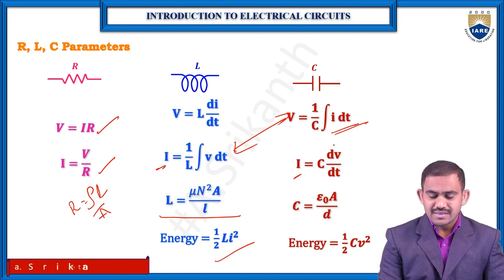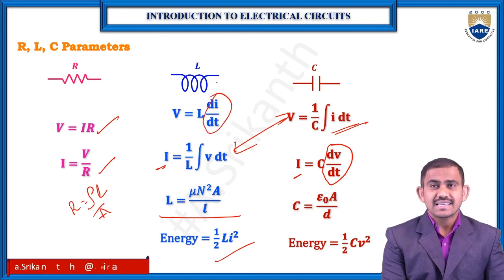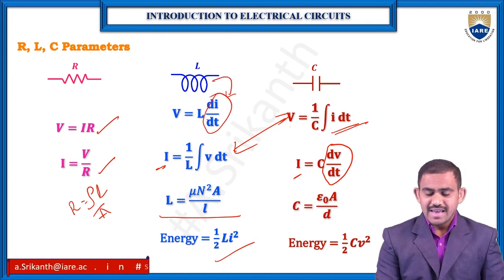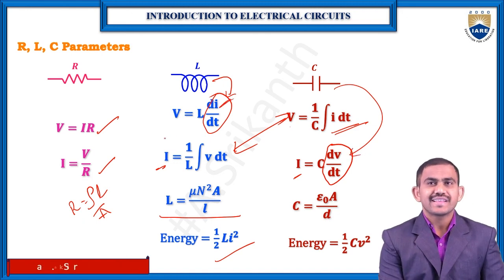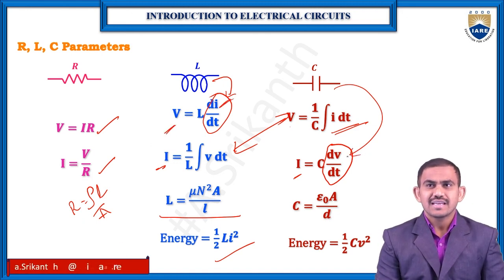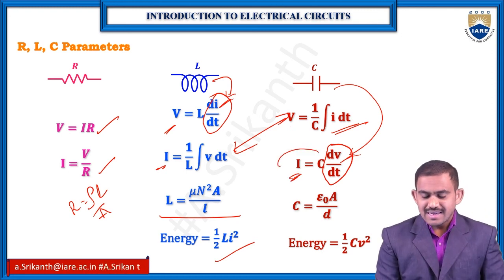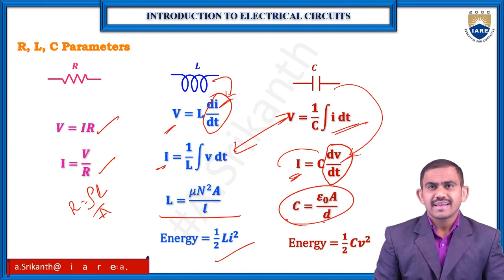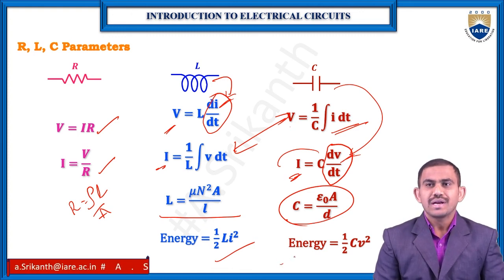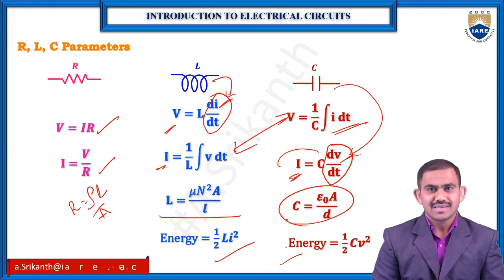Why didn't we write dV by dt there and di by dt here? The inductor stores energy in the form of current and the capacitor stores energy in the form of voltage. So if I have the current, I write the equation for voltage; if I have the voltage, I write the equation for current. That's it, just remember it like that. The capacitance formula is epsilon naught A by D and energy is 1 by 2 C V square. So this is about the voltage and current relationship between the RLC parameters.